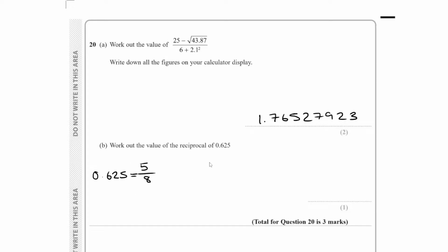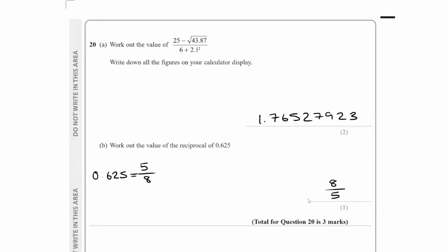If I then want the reciprocal, as I said, flip the fraction upside down. You know when you do dividing fractions, keep, flip, change, it's the same logic. So the reciprocal would be 8/5. And just leave it as a fraction, that's fine.